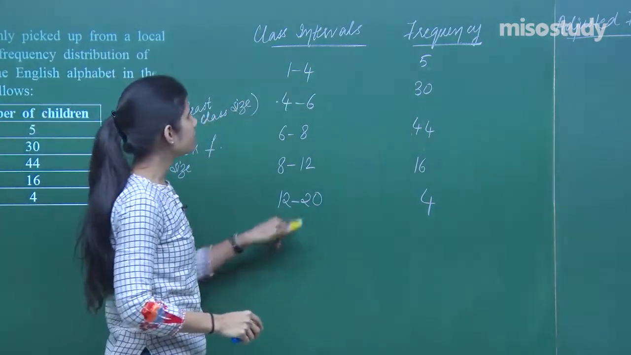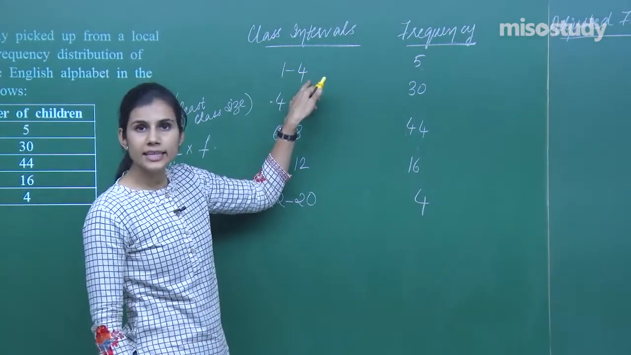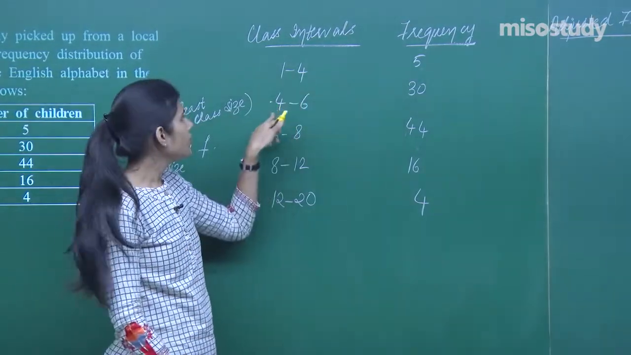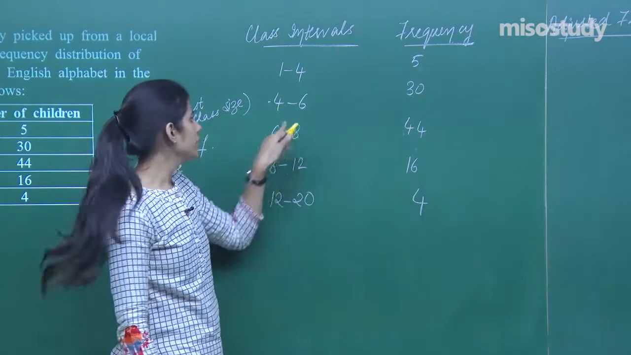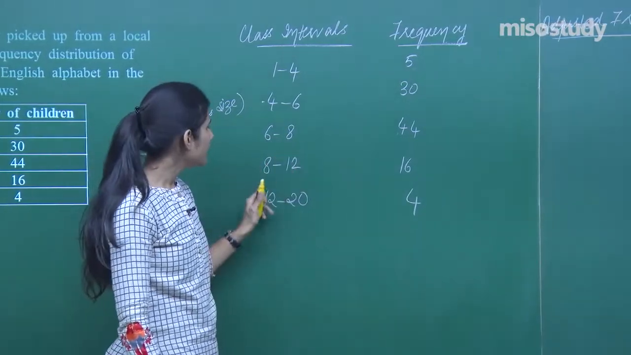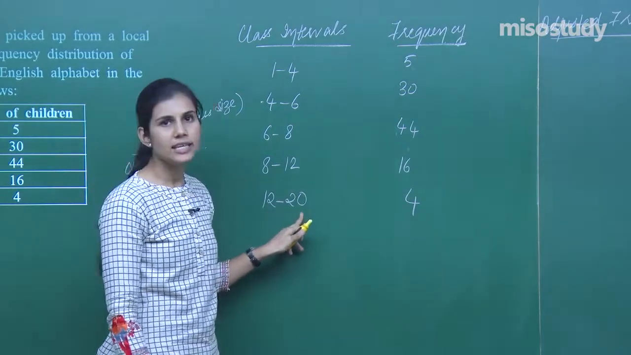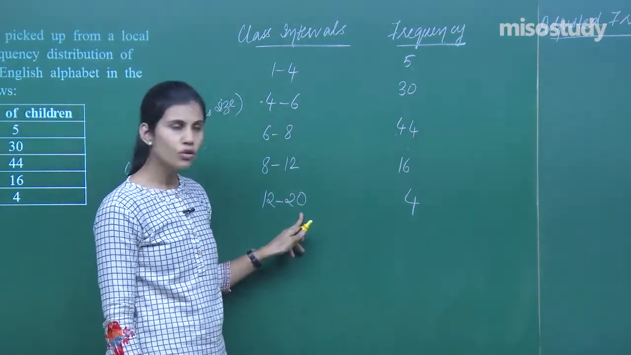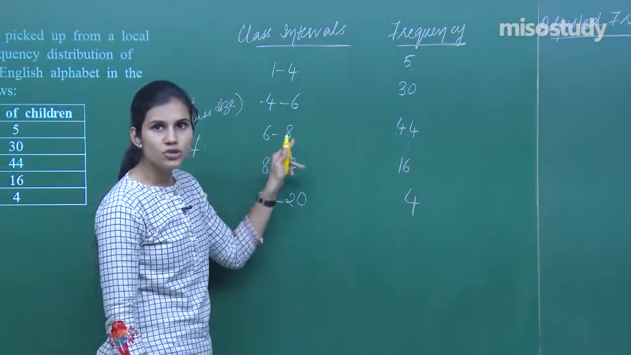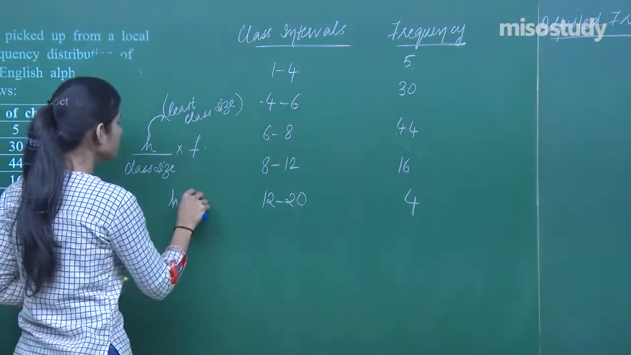So out of all of this, in 1 to 4, class size is 3. 4 to 6, class size is 2. 6 to 8, class size is 2. 8 to 12, class size is 4. 12 to 20, class size is 8. Okay? So minimum class size is 2. So here my h is equal to 2.